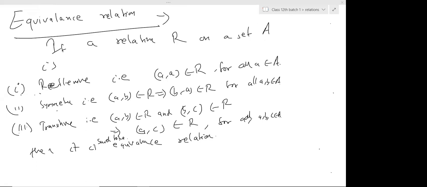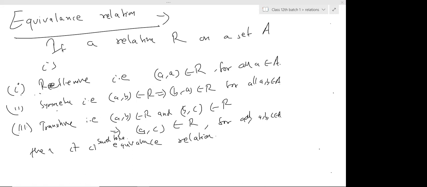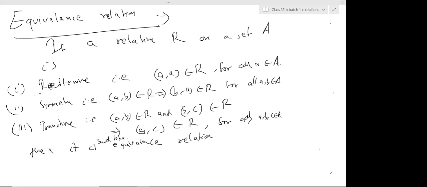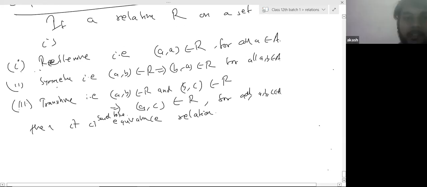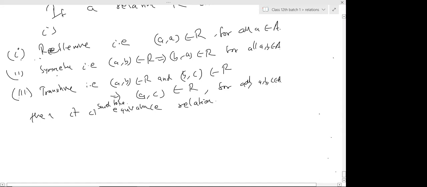Sir, can you explain equivalence relation again? All right. If there is a relation given to you, and you check that it turns out to be reflexive, symmetric, and transitive, then we'll call that relation an equivalence relation. That's it? That's it. Nothing else. That is why I said this is very simple. No new conditions for that. All right, note it down.